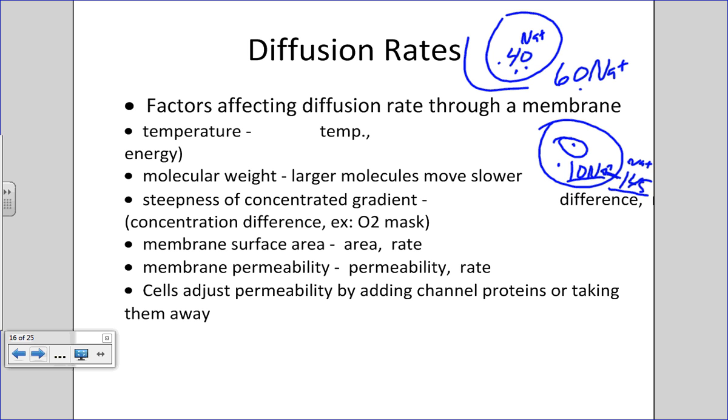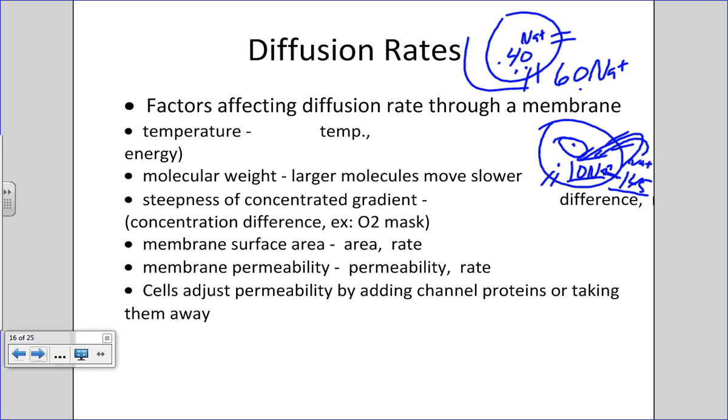So if I open sodium gates within these cells, even though there's only a couple on here, diffusion is going to occur much more rapidly because there's a greater difference. There's more opportunity for more sodium ions to come in contact with these gates and pass through them into the cell. So that's the steepness of the concentration gradient.